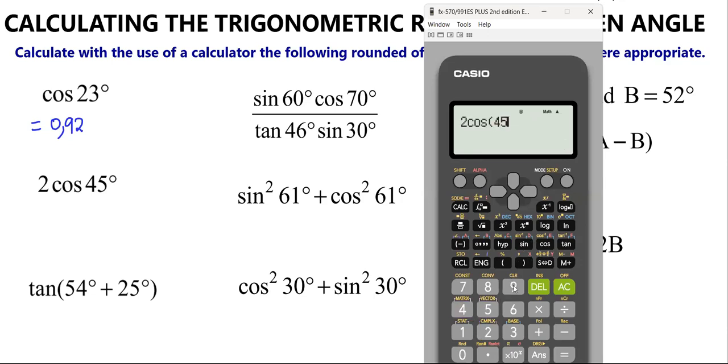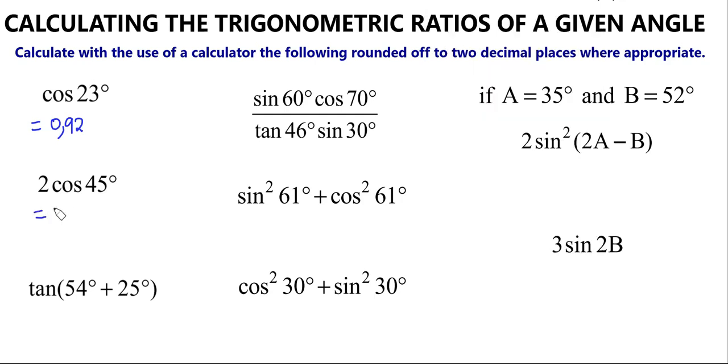Now, let's move on to the next one, which is cos 45. Close that. What do we get? We get root 2. And if we get root 2, it's going to be 1.41. So here our answer is equal to root 2. Here we can leave it like this, in surd form. There's no problem.